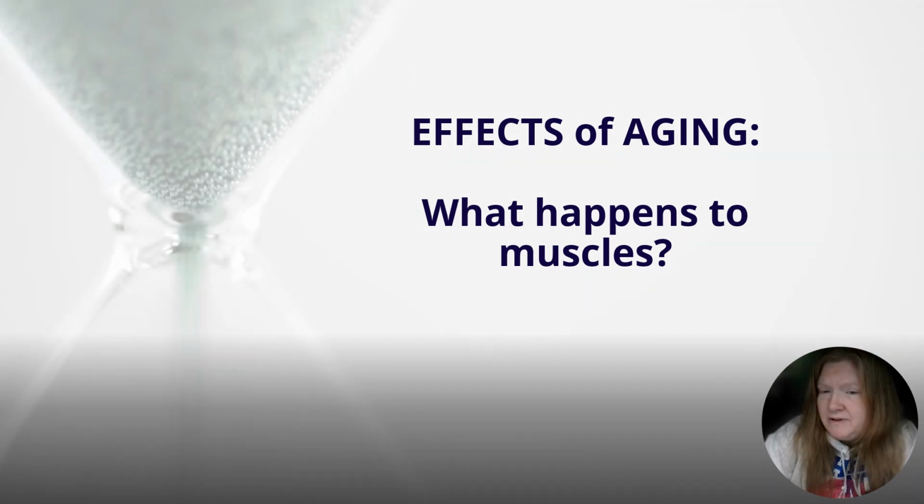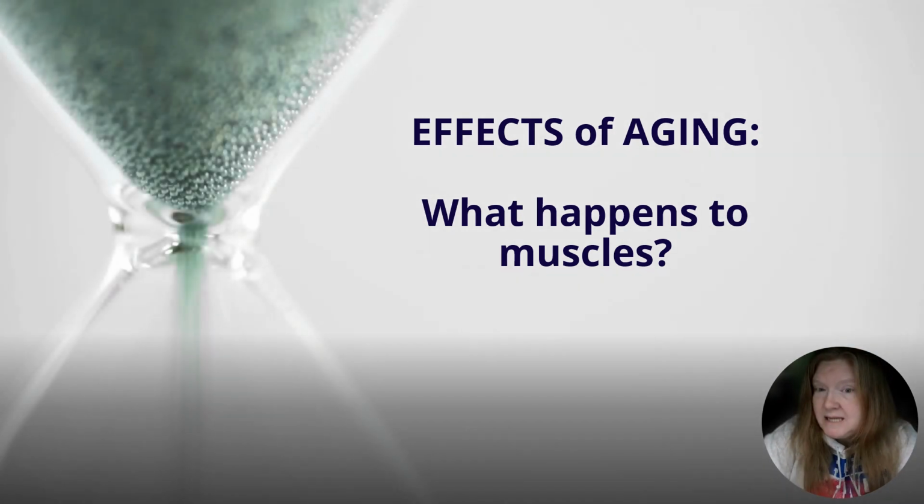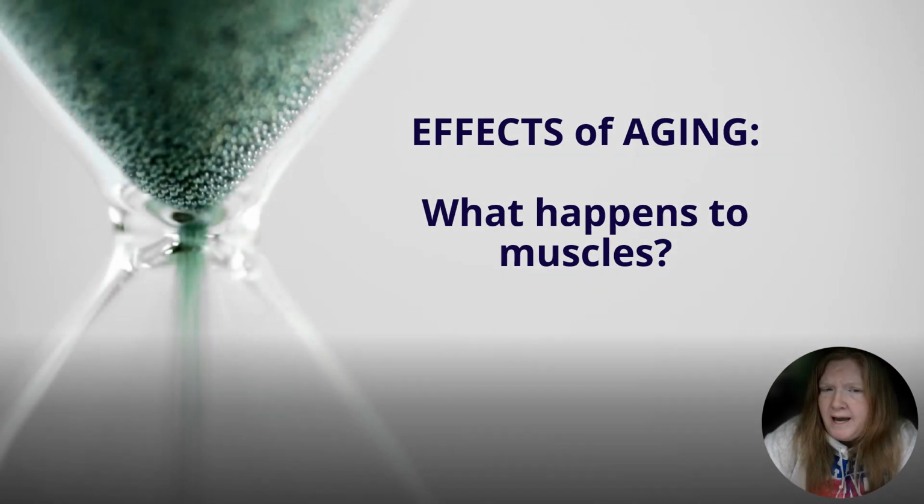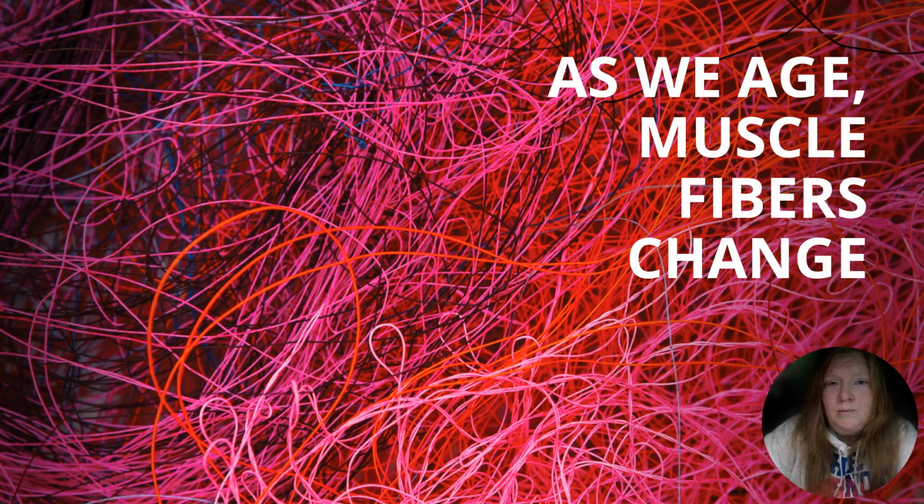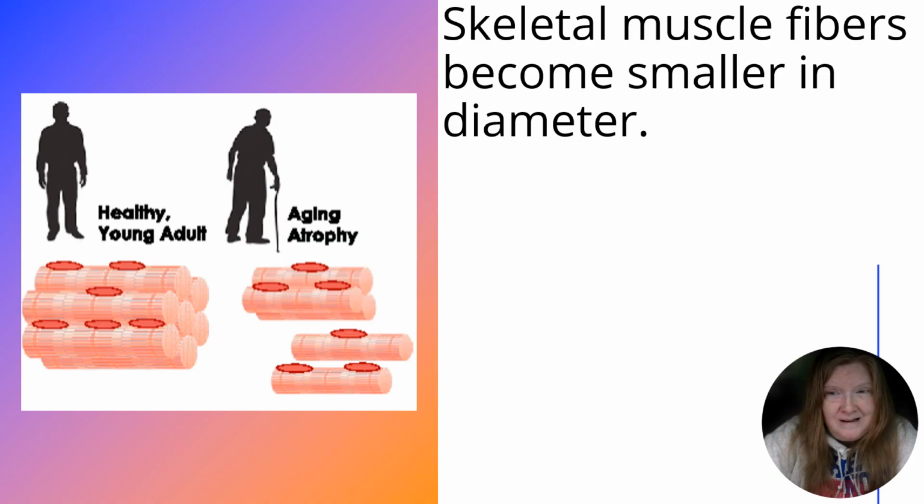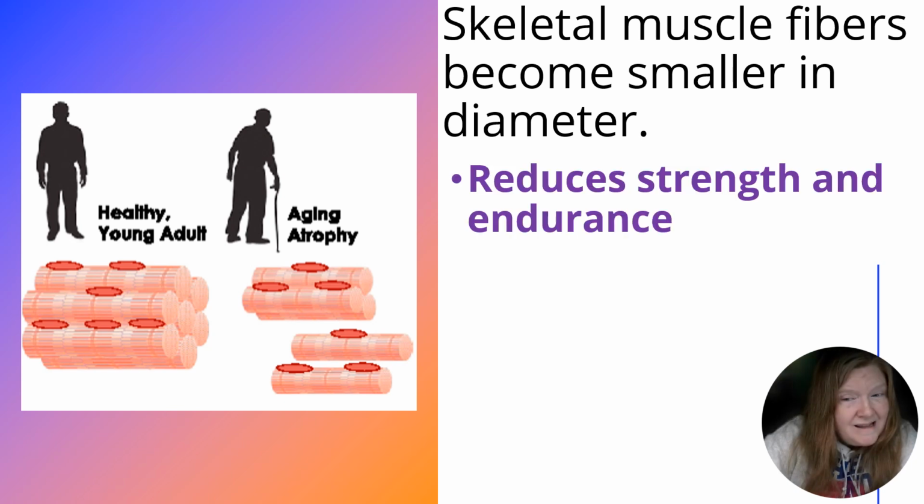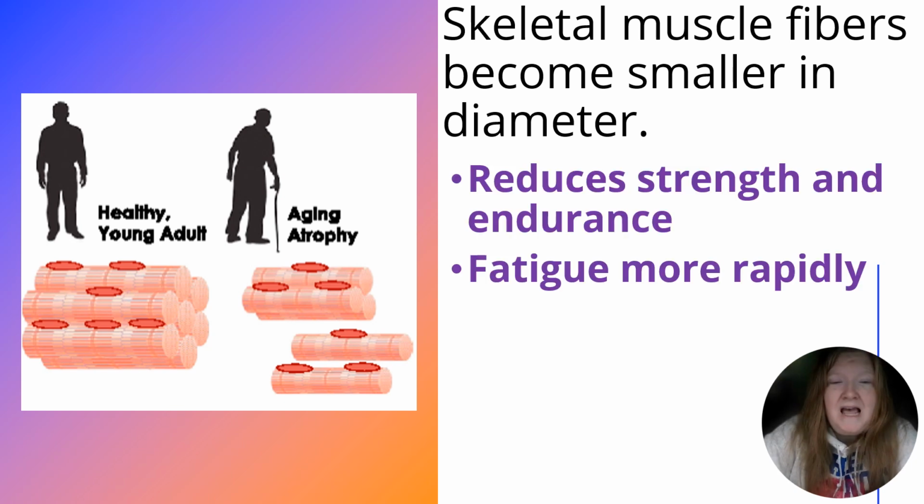All right, now not specifically related to DMD, because that's not an aging disease, but what happens to muscles as we age? Well, as we age, muscle fibers change. The skeletal muscle fibers become smaller in diameter. This reduces strength, it reduces endurance. The muscles will fatigue more rapidly. Okay, that happens naturally with aging.